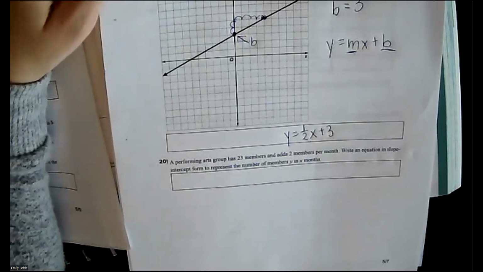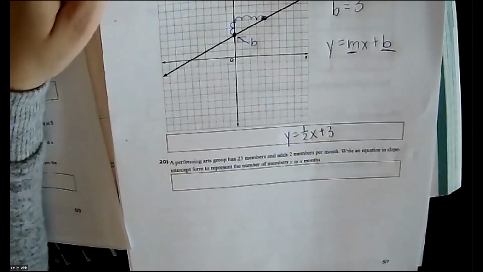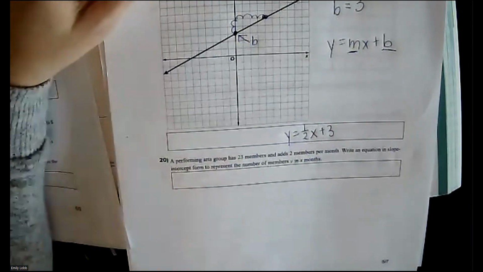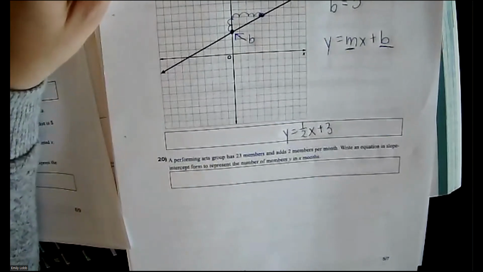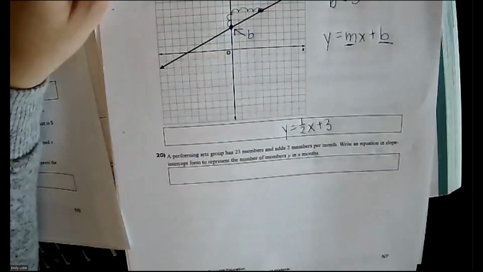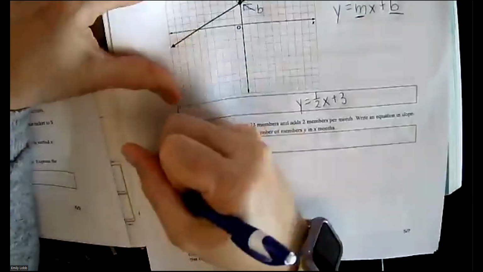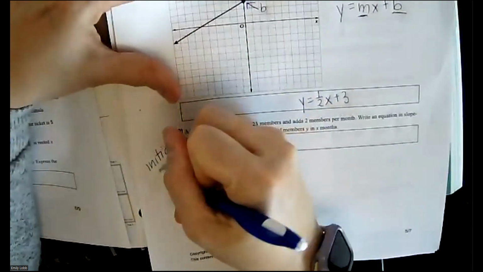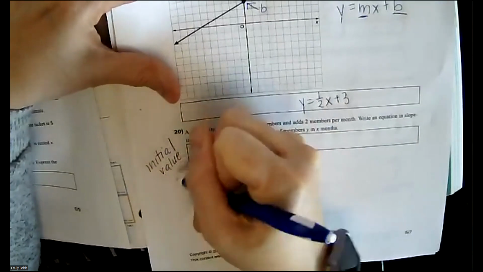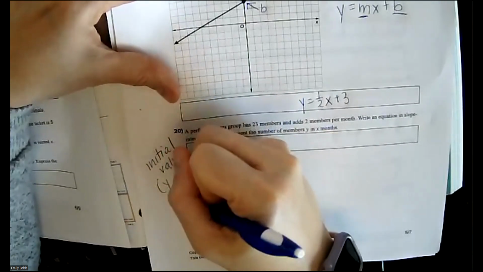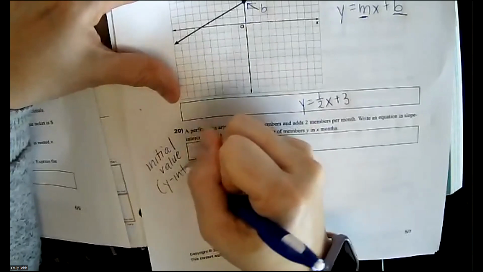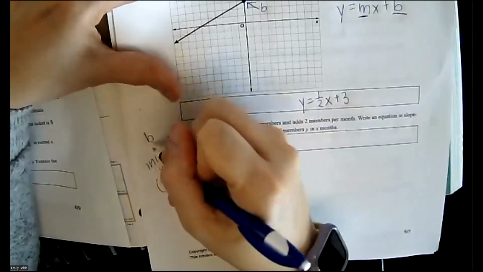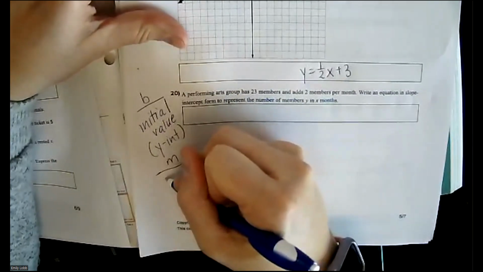All right, so it gets a little bit tricky because we now have words. Remember, this was the last thing we learned about on Tuesday, was when we have an initial value, that is our y-intercept. So this is our b. Our slope is our rate.